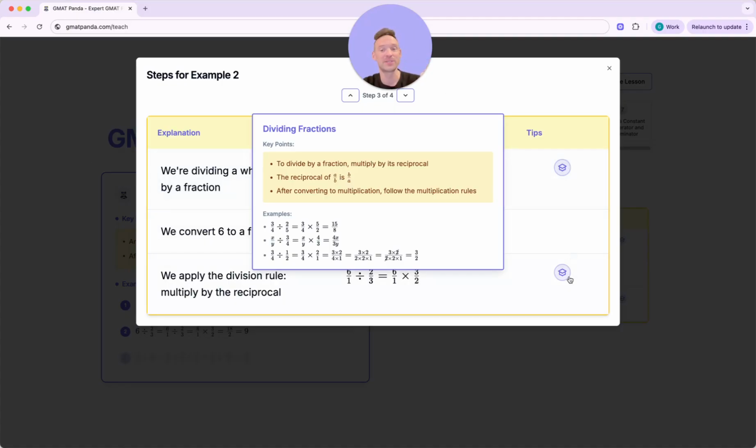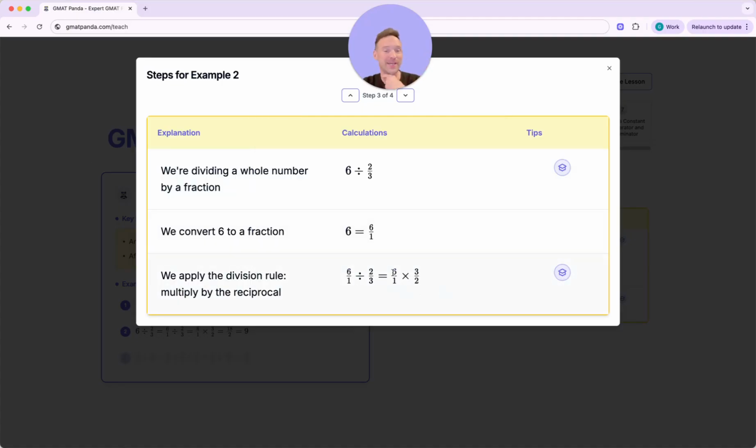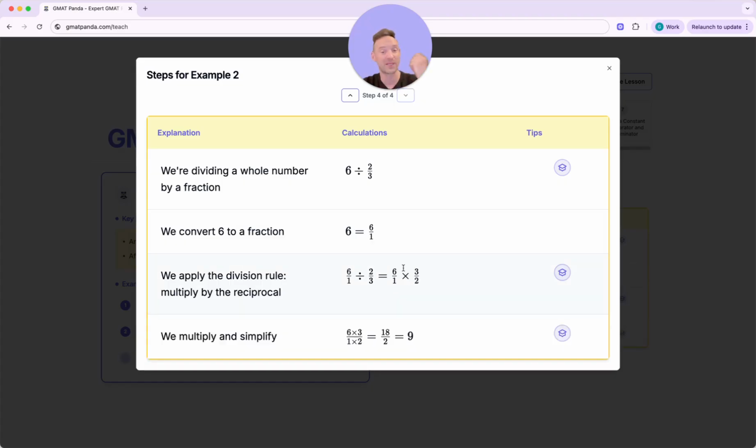Okay? So what does that mean? Well, 2/3, its reciprocal is 3 halves. So we flip it round, and then we multiply those two together. 6 times 3 equals 18, and 1 times 2 equals 2, and then we can simplify that to 9, because 18 divided by 2 is just 9.